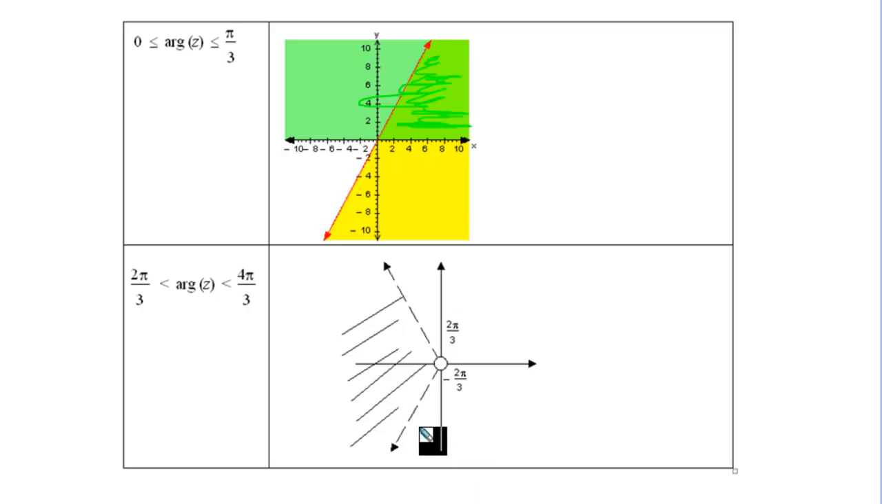A little bit easier to see with the next one here, where we've got argument of z between 2 pi on 3 and 4 pi on 3. So it's greater than 2 pi on 3 but less than 4 pi on 3, which is the same as minus 2 pi on 3. It's minus 2 pi on 3 around there, or 4 pi on 3 around there. So the argument must be between those. Notice open circle at the origin because the argument of z is not including the origin, and these lines are dotted this time, so it's not including it there.